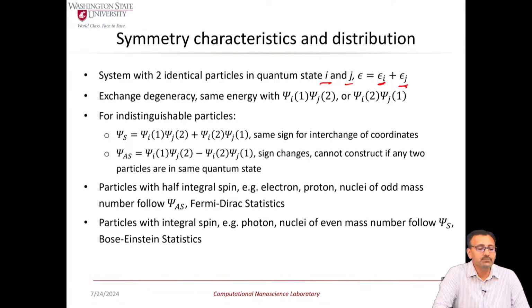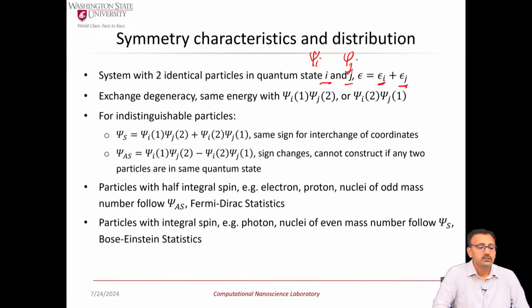At this point, something called exchange degeneracy comes into play. So, we have now thought about distributing the two particles 1 and 2 in those quantum states i and j, but which particle goes to what quantum state and what is going to be the wave function associated with that quantum state. So, let us say the wave function associated with the quantum state i is psi i and the quantum state j is psi j.